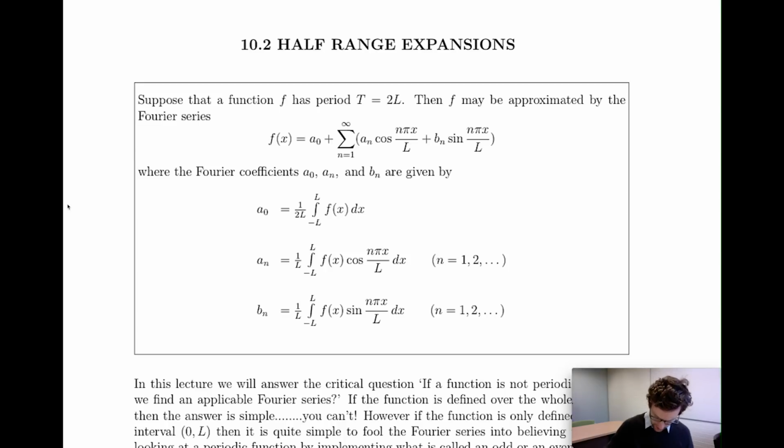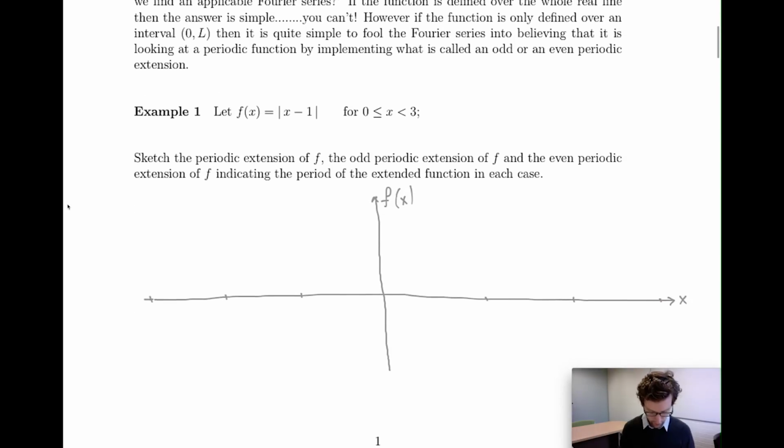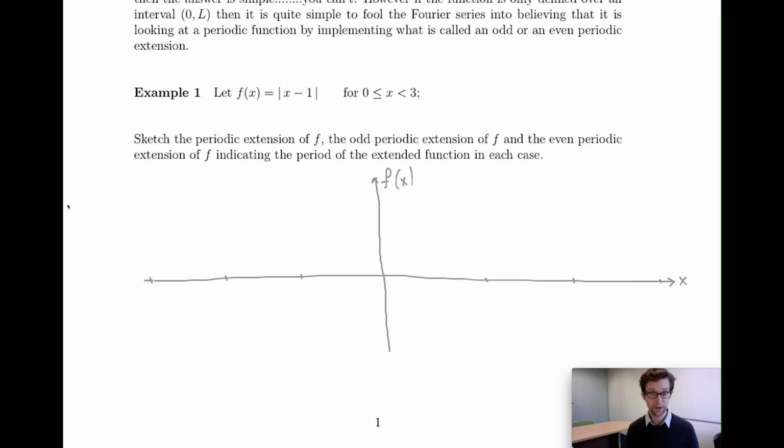So we'll start by reminding ourselves, how do we create periodic functions from functions that are not periodic? So let's take a look at example 1. We've got a function here defined between 0 and 3, and it's given by the absolute value of x minus 1. So let's sketch our function over the interval 0 to 3, and then look at its periodic extension.